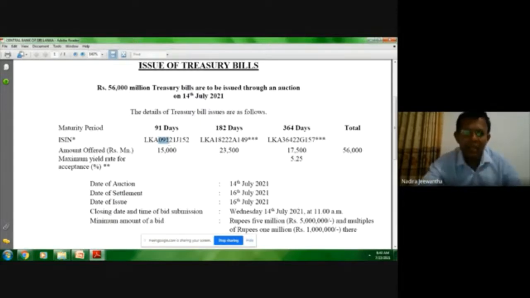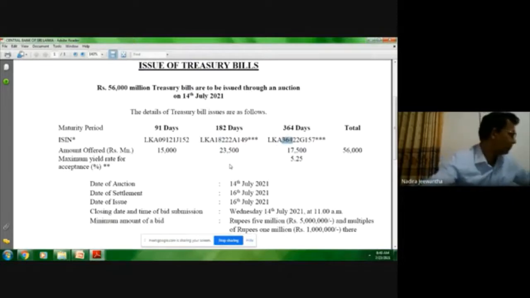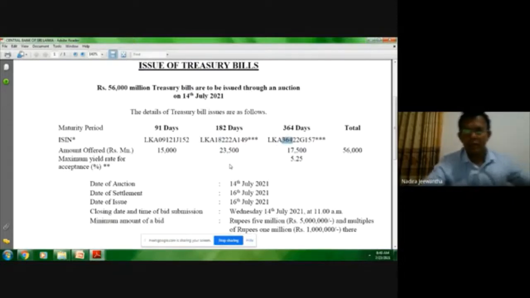But here, the ISIN gives us the original maturity. Original maturity, make it a 3 months treasury bill, a 6 month treasury bill, a 364 treasury bill, a 1 year treasury bill. Right? So now 91 is gone. That we know. LKA we know. 91 we know.